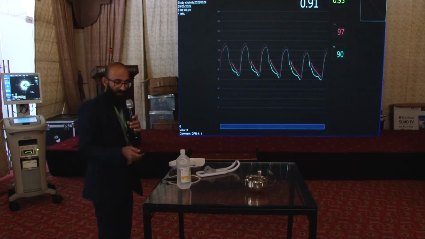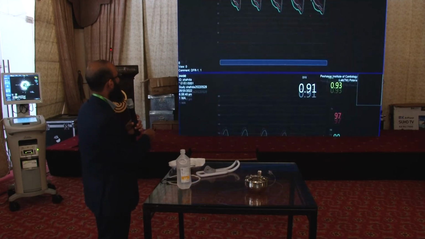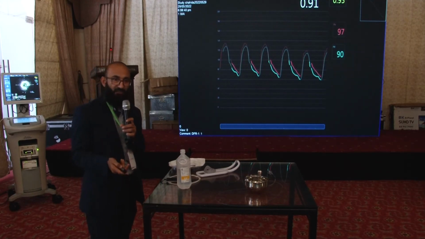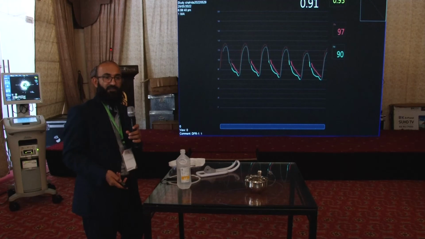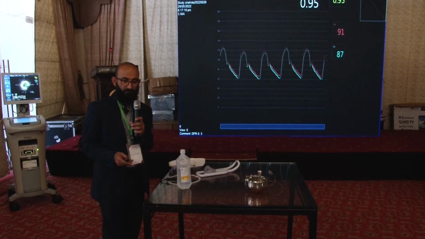So this is an iFR we did, and it was non-ischemic. We had 0.90, and from another image, from the circumflex to the left main, it was 0.95. So then we didn't stent that. We reassured with medication, and the patient is doing well.